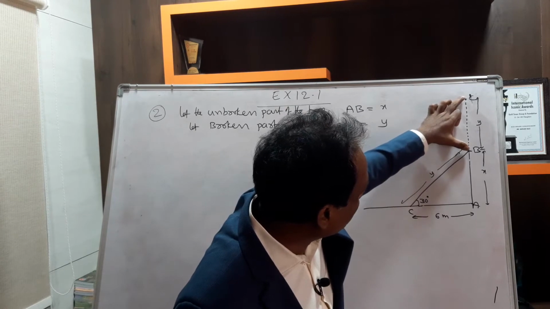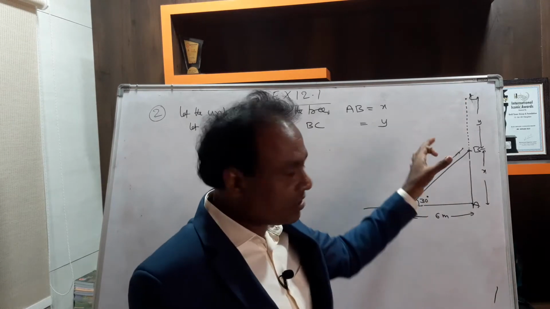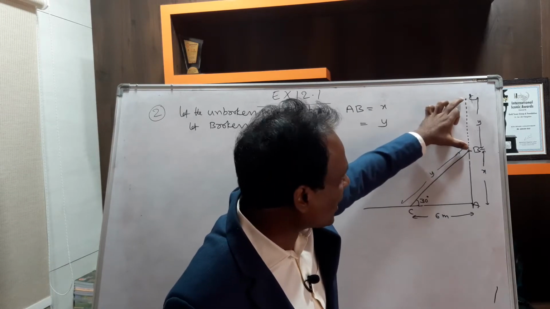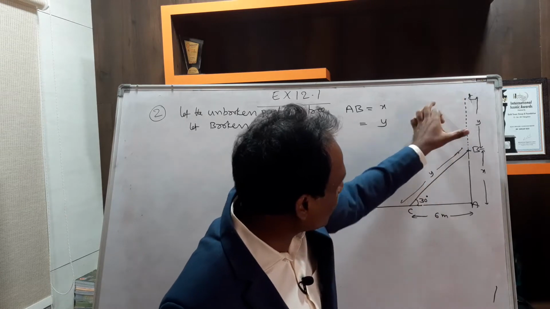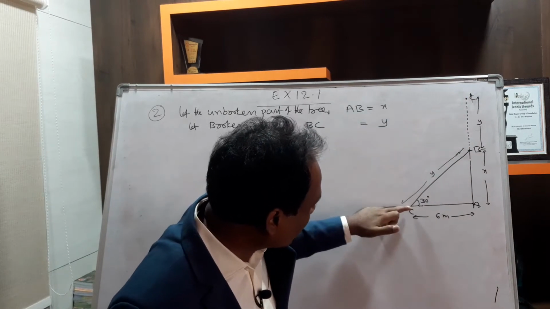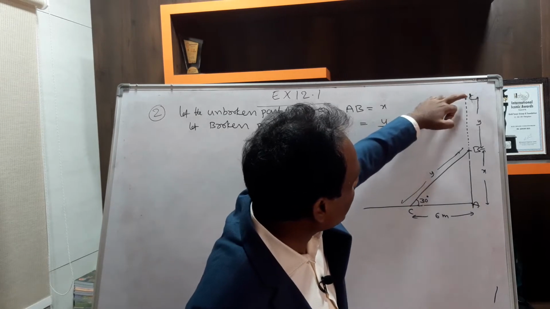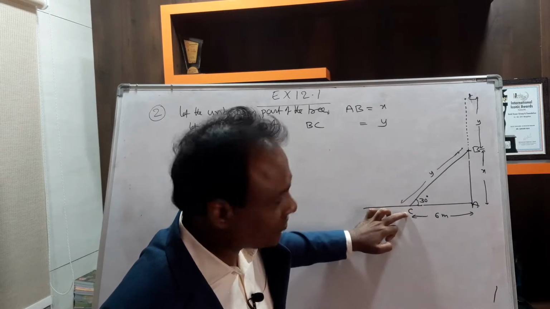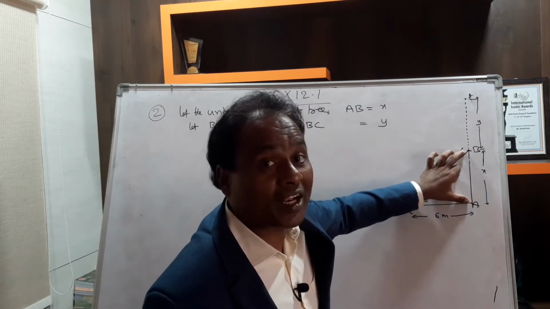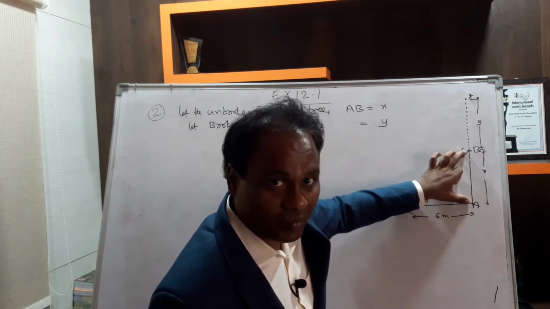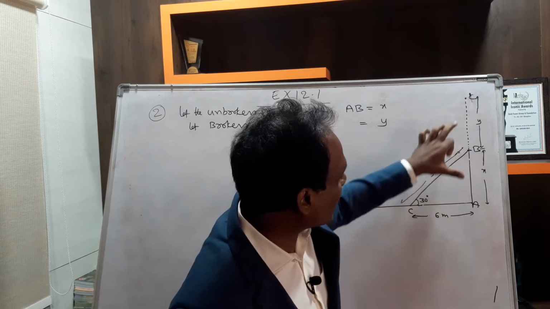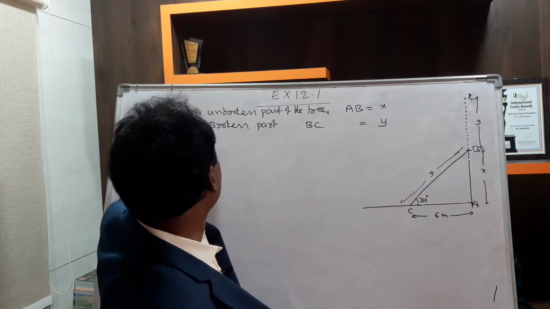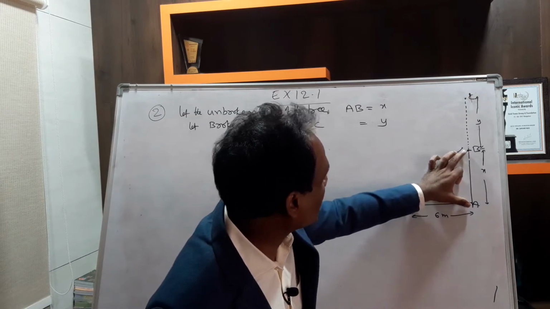But some part of the tree is broken. The upper part of the tree, not exactly the middle, we don't know how much part is broken. So some part of the tree is broken and the top of the tree touches the ground. So suppose this is C. Now C is not here, it is broken and falls on the ground. Now C is here. So that means this is the unbroken part, still standing. This is the broken part. So let us take this unbroken part AB as X. Let the unbroken part of the tree AB be equal to X.